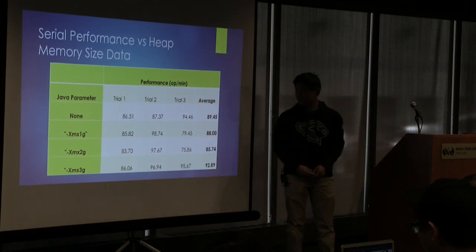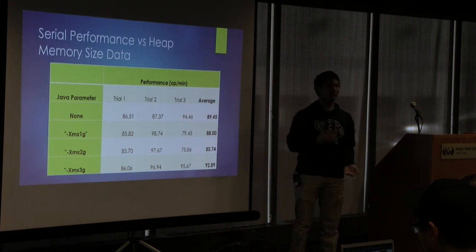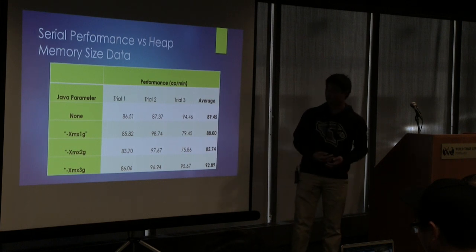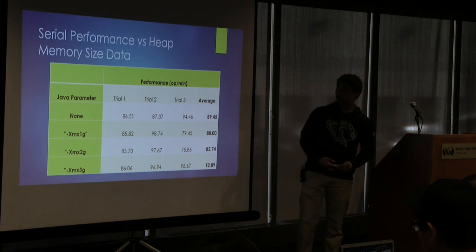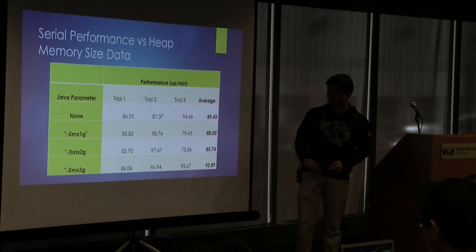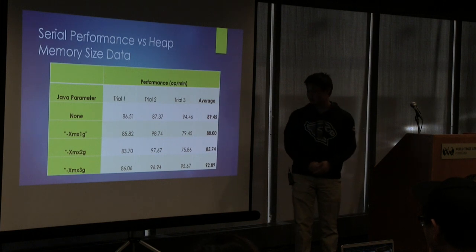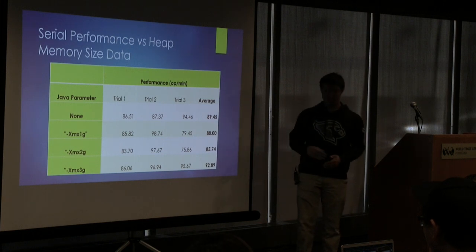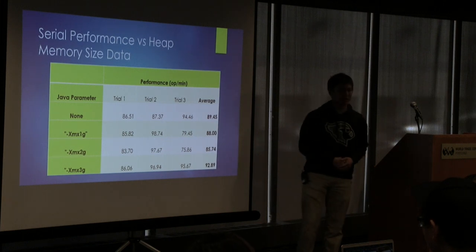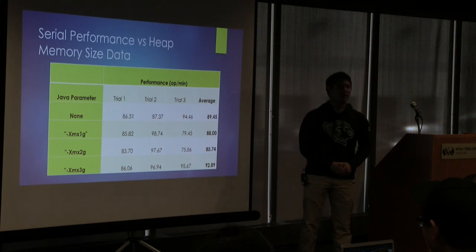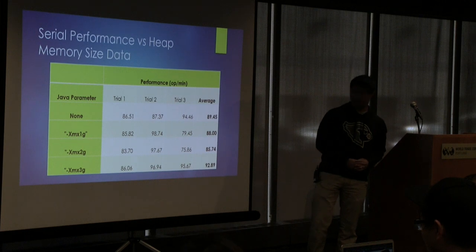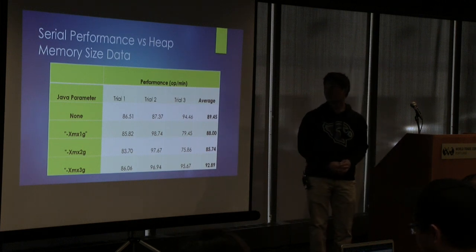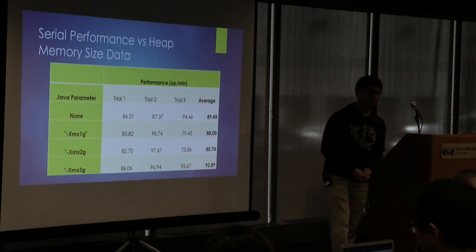And as you can see by the averages, there's not much of a clear trend, and most of the performance values in operations per minute are roughly the same as it goes from 89.45 to 88.00 and down to 85, and then finally back up to roughly 93. So therefore, it's very hard to come up with a clear and concise conclusion for the serial performance versus heap memory size.